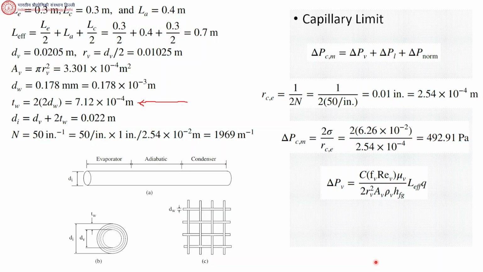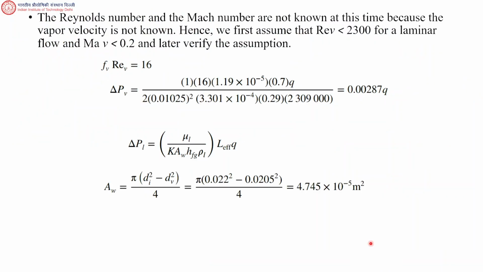And we will try to calculate delta P capillary maximum just from 2 sigma by rc, as we know. We calculate this to be 492. And how do you get rc? rc will come from the table. There was the table 3.1 that I had shown you, right? So that table will give you, for a particular type of wick, how to calculate the effective capillary radius. Remember effective capillary radius. You can just calculate that. And this is delta P of the vapor.